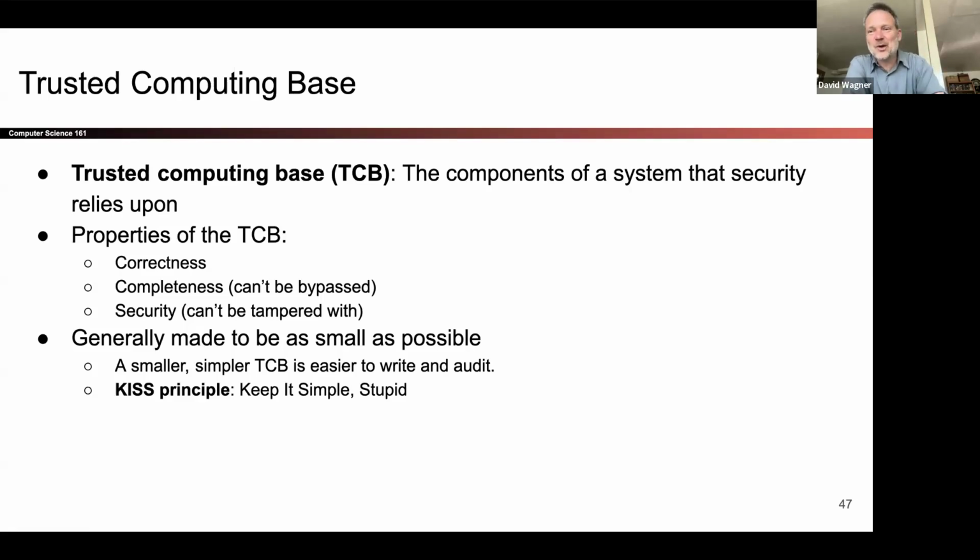And typically, to try to increase the chances that it's correct and doesn't have any bugs, generally try to make this component as small or as simple as possible. This is kind of like the keep it simple, stupid policy. This part is the critical part for security, so make it as simple as you can.